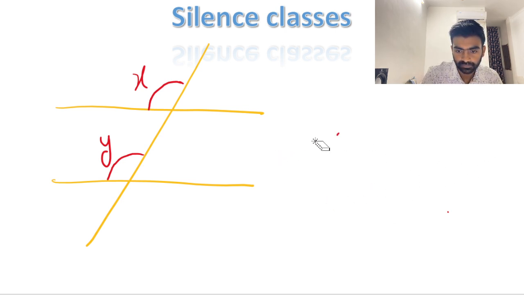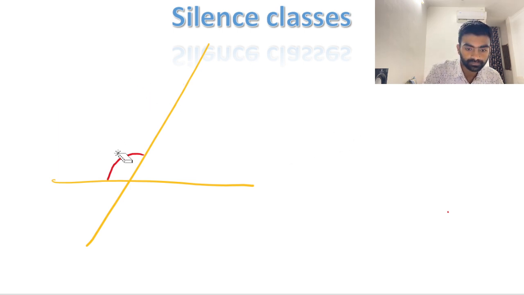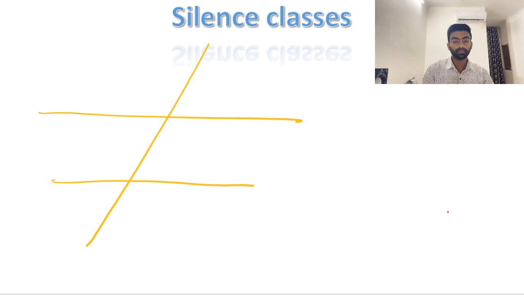Now, sorry, now we will talk about this one angle, which is known as alternate interior angle. Yes, very good, alternate interior angle, okay. These two angles are alternate interior angles because one is on the left hand side and one is on the right hand side, and both are inside the parallel lines. That's why it is known as alternate interior angles, okay.